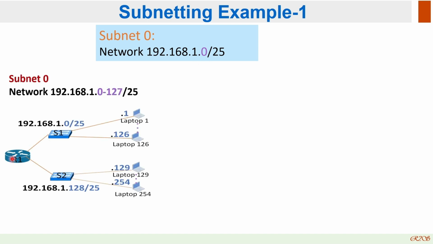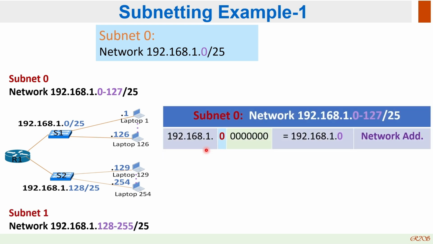So now we have the 2 networks. One is 192.168.1.0/25, and another one is 192.168.1.128/25. In subnet 0, what is the network address? The network address is 192.168.1.0, and all the 7 host bits are 0. If all the 7 bits are 0, that means the network address is 192.168.1.0, because now all the 8 bits are 0.